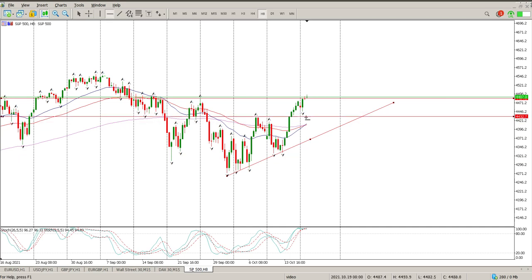So it's still, we didn't quite get the pullback to this level, although we did get a pullback to the other levels I gave you, and you sort of got a smallish trade to the upside. We need to clear this top level here. That's the 44.85 area. That is a previous swing high here.